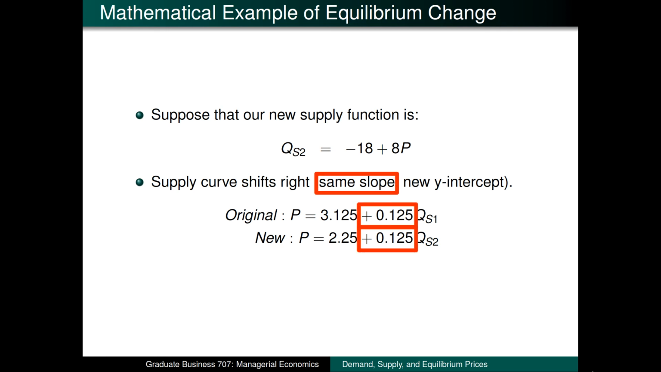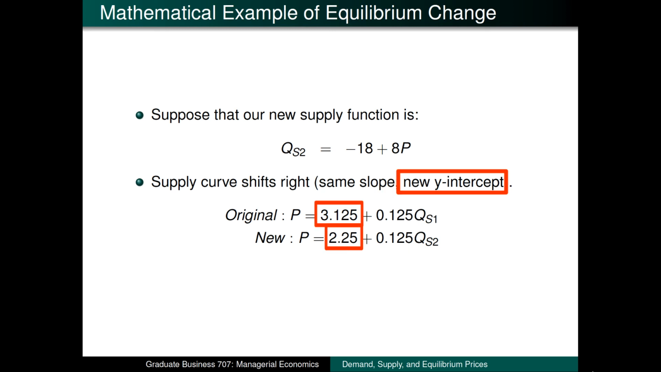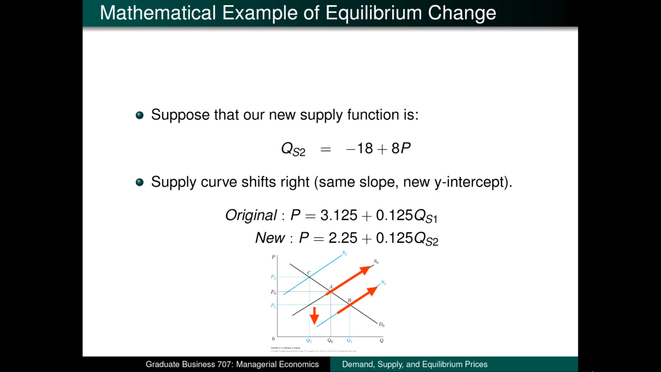Comparing this with the original inverse supply function of P equals 3.125 plus 0.125 QS1, we can see that the new supply curve has the same slope as the original supply curve, but with a lower y-intercept. This precisely describes the difference between S0 and S1 in the previous video. So we have confirmed that our new supply function is associated with a supply curve that is shifted to the right of our original supply curve.